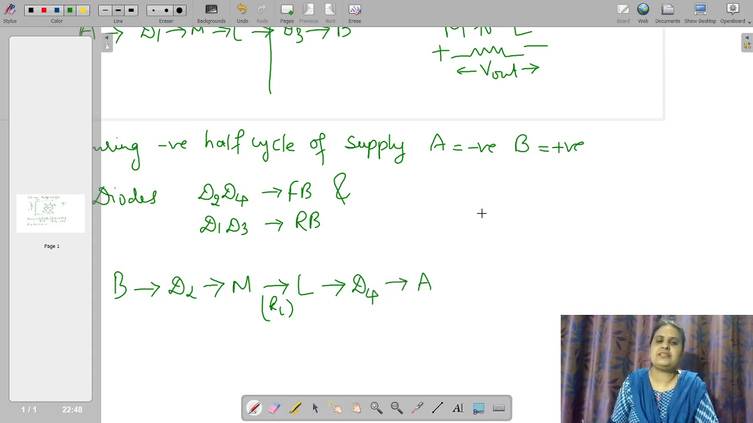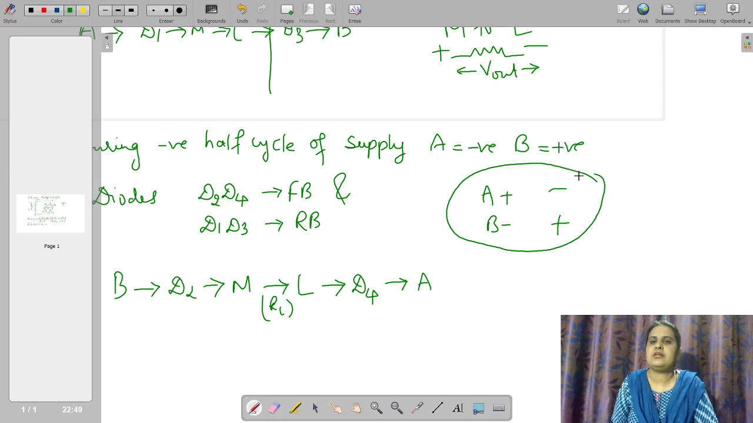If you look at the secondary of the transformer, in the positive half cycle A was plus, B was minus. In the negative half cycle A was minus, B was plus. Means we have a bidirectional voltage or current at the secondary of the transformer. But if we look at the output, which is present at the load resistance, there is no change in the direction of the current.